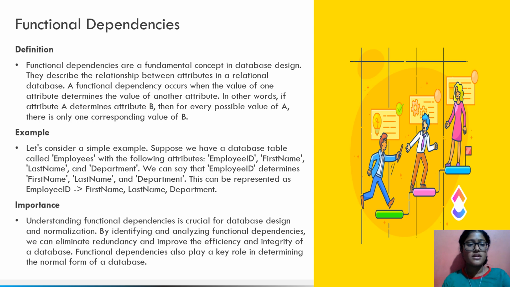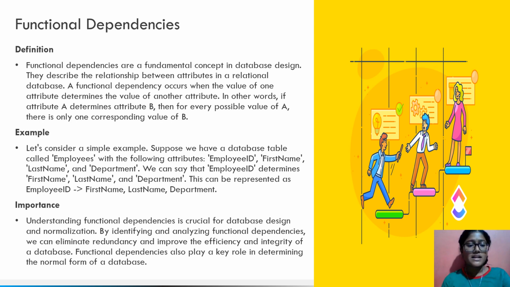Functional dependencies. Functional dependencies are fundamental concepts in database design. They describe the relation between attributes in a relational database. A functional dependency occurs when the value of one attribute determines the value of another attribute. In other words, if attribute A determines attribute B, then for every possible value of A, there is only one corresponding value of B.